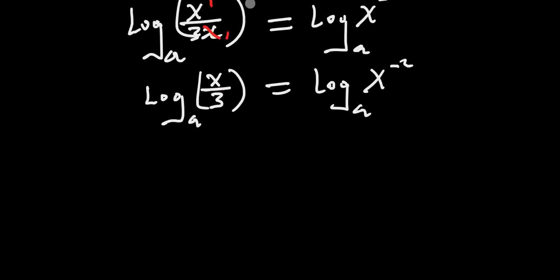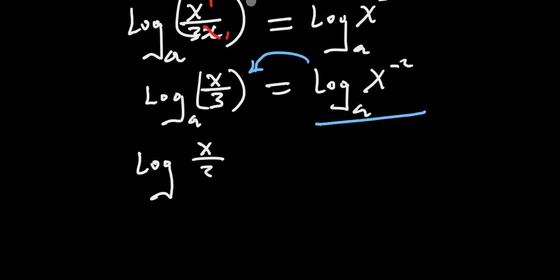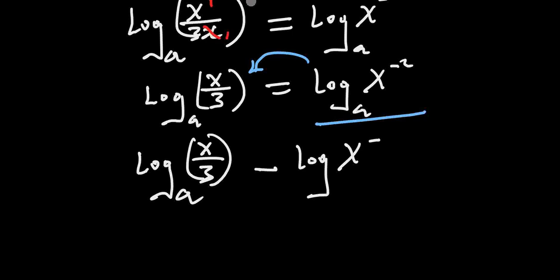So now we can simply subtract this from both sides, or we can switch it over to this side and change it to negative log x to the power of negative 2 to base a. So just switch over and this will become log x over 3 to base a minus log x to the power of negative 2 to base a equal to 0.